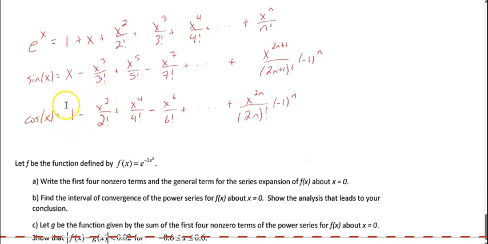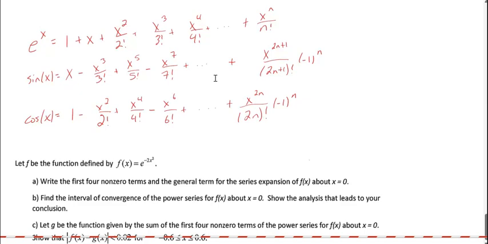This one is the same as x to the 0 over 0 factorial. And yes, 0 factorial is 1. Type it into a calculator, you'll see. But all the even components, again, alternating signs, plus, minus, etc. And this would be the general form for cosine.